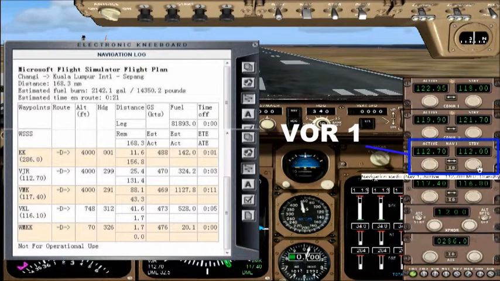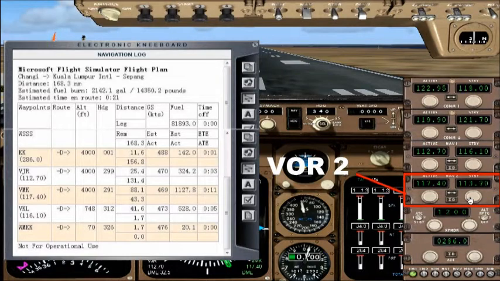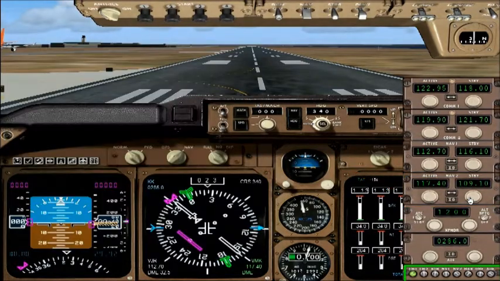After that, we set the VOR1 to frequency 112.7 MHz for VJR with a standby frequency 116.1 MHz for VKL. Next, set VOR2 to frequency 117.4 MHz for VMK with a standby 109.1 MHz for VMKK. After setting the radio frequency, we must turn on the navigation button.